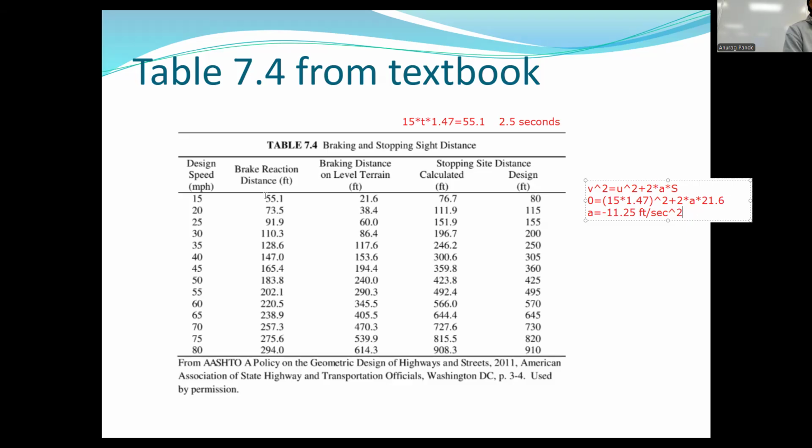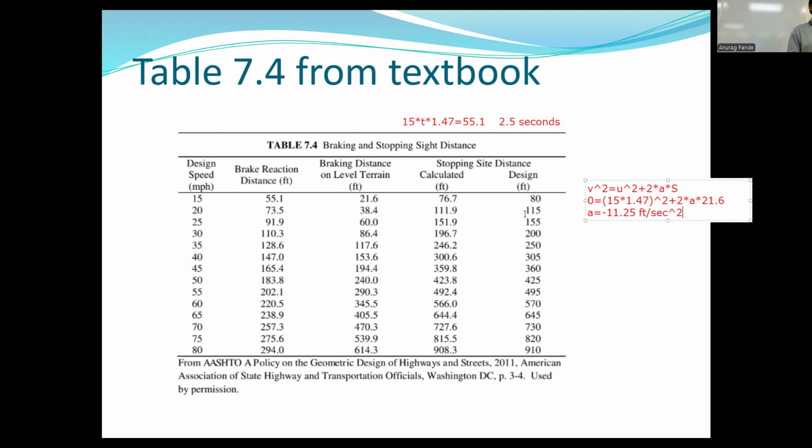And then if you add the two components, the brake reaction and the braking distance, you get the calculated stopping sight distance. Then you round it up to the next 5 or 10 feet, whichever applies. So you can see 76.7 becomes 80, and 111.9 becomes 115 feet. So they add these two numbers, they get a calculated number, and then they round it up to the next 5 to get the stopping sight distance that you need at a given design speed. So that's pretty easy. And this is the table we are going to be using. And this is the last column that we'll be using.